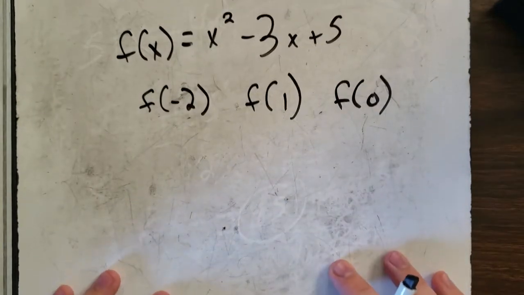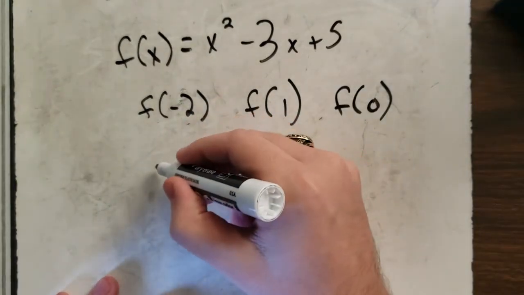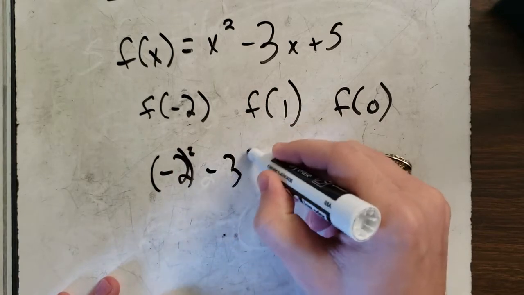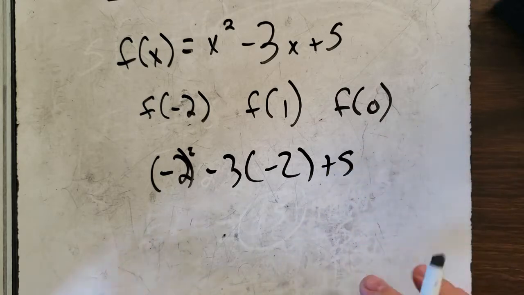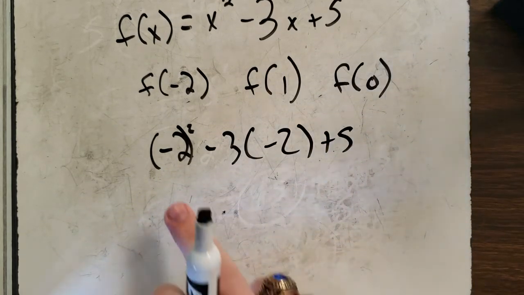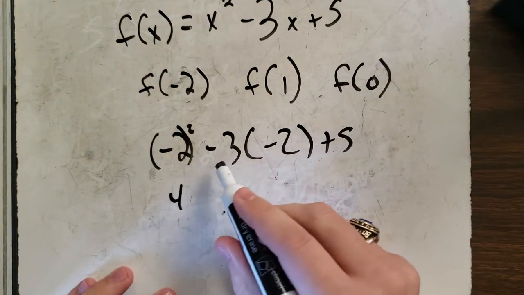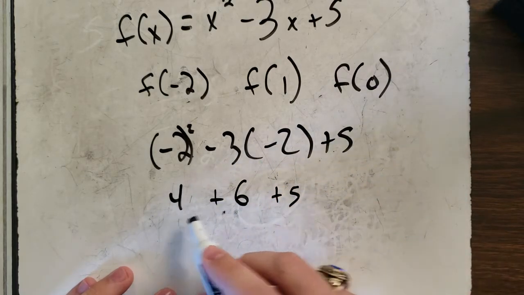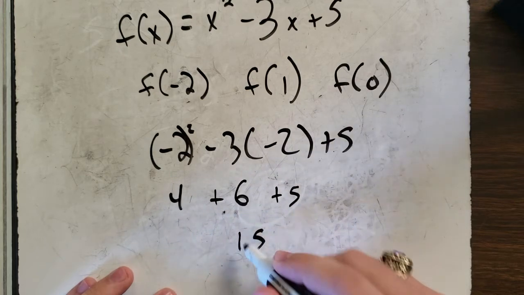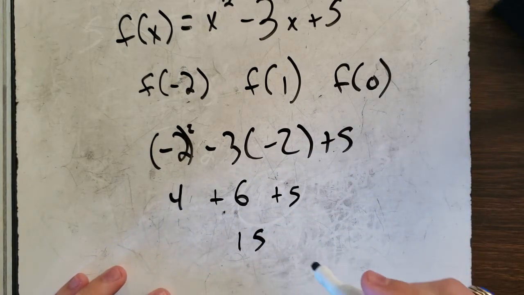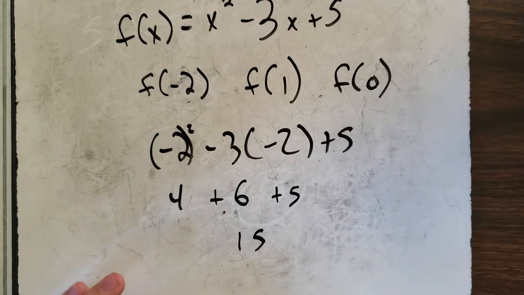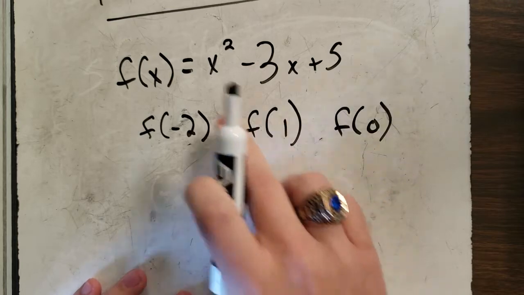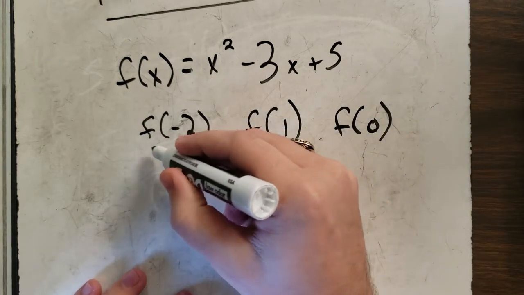So for example, the first time is -2, so plug that in. -2 squared minus 3 times -2 plus 5. And then you solve, okay? So -2 squared is 4. -3 times -2 is +6, plus 5. Add them up. 4 plus 6 plus 5 is 15. Okay? So your first one is 15.